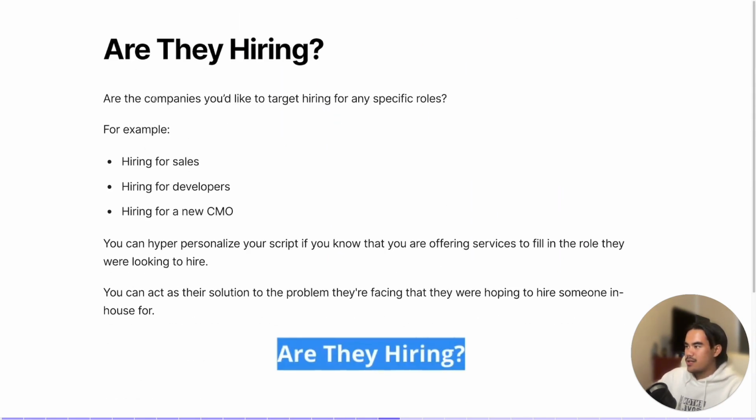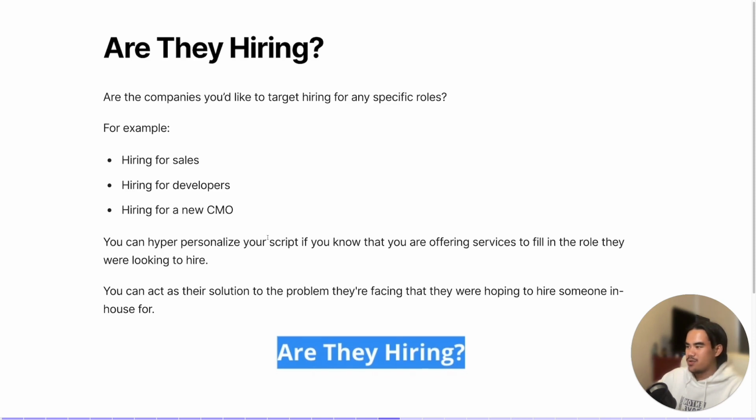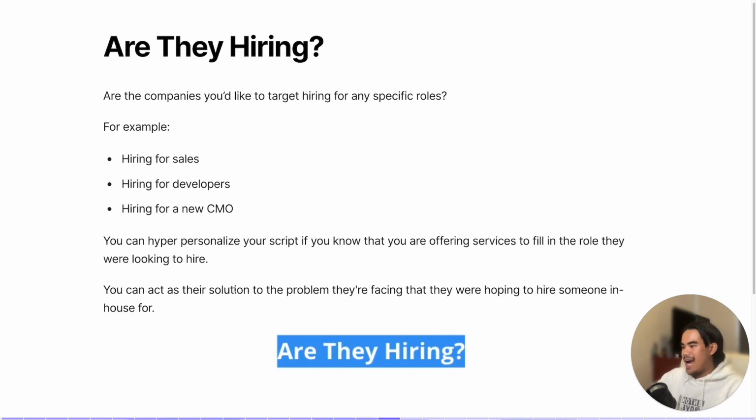Next is, are they hiring? This is for the companies you'd like to target hiring for any specific roles. For example, are they hiring for sales, developers, a new CMO? You can hyper personalize your script if you know that you're offering services to fill the role they were looking to hire. So you can act as their solution to the problem they're facing, that they were hoping to hire someone in-house for, right?